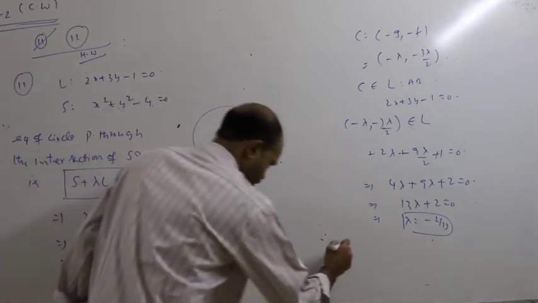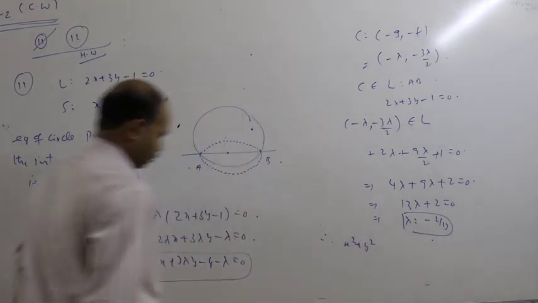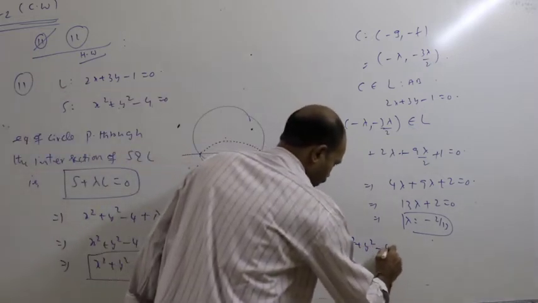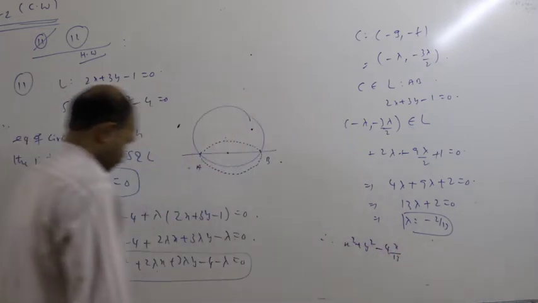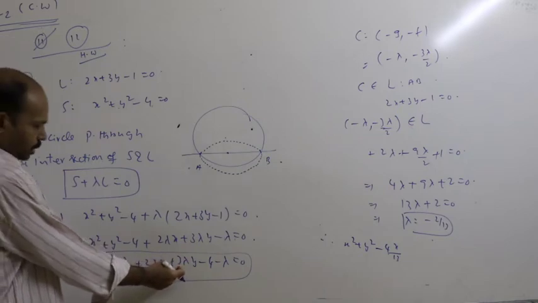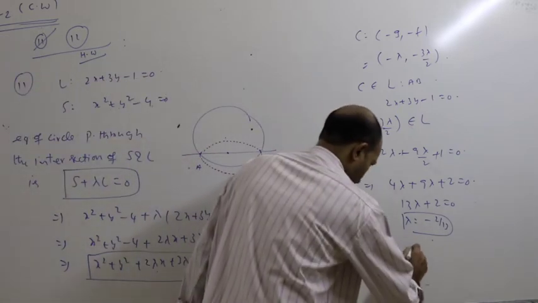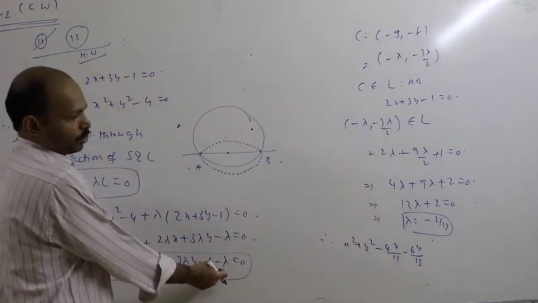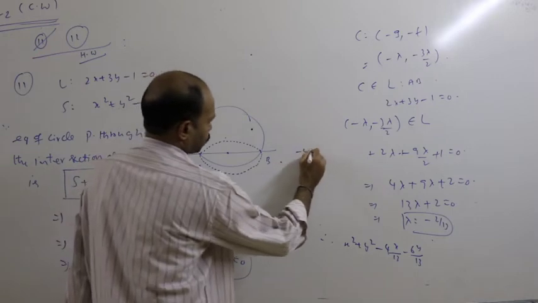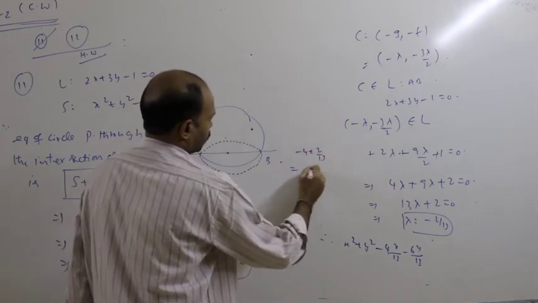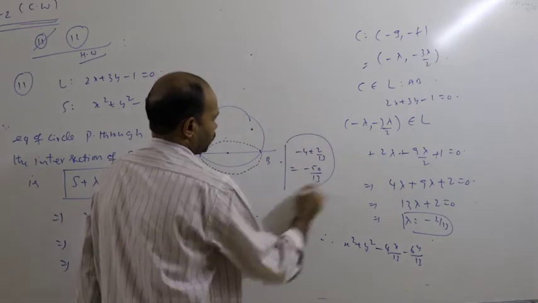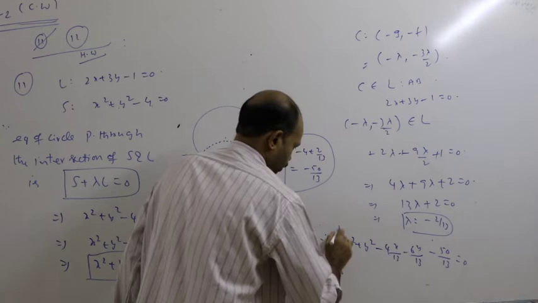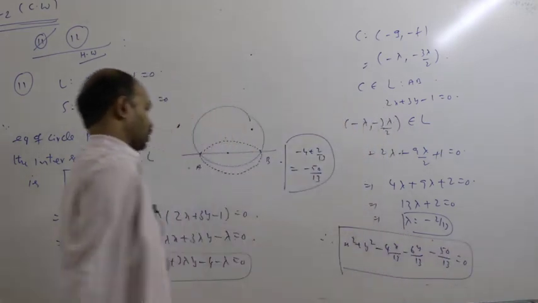x square plus y square minus 2 lambda, that means minus 4x by 13. And what about y? Minus 6y by 13. See, minus 4 plus 2 by 13, minus 50 by 13. This is minus 50 by 13 is equal to 0. This is your final answer.